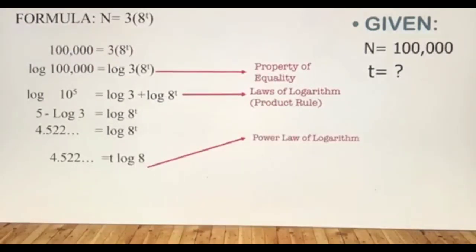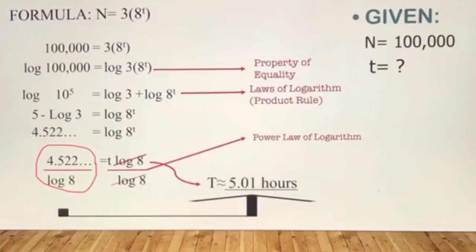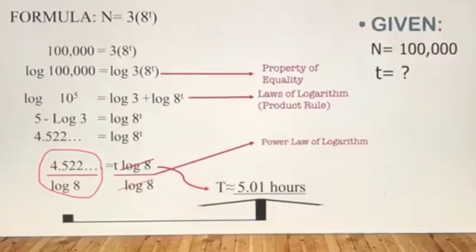To get our time, we will divide both sides by log of 8. So we will cancel, then our time is approximately 4.522 and more divided by log of 8, which is equal to 5.1 hours. Therefore, 5.1 hours is when the number of bacteria will be 100,000.